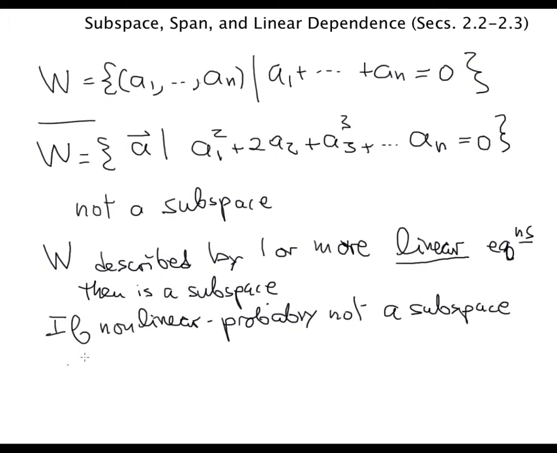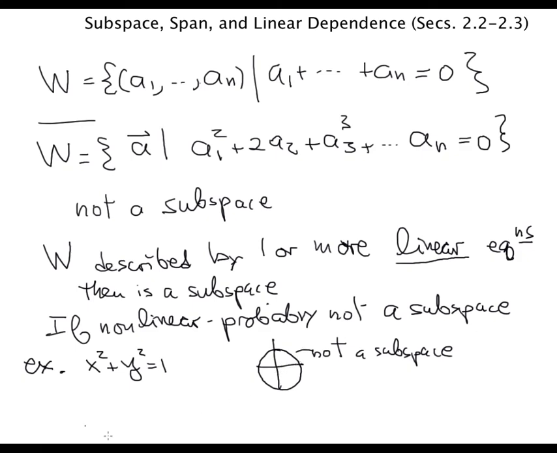So, as an example of the latter, if I took x squared plus y squared equals 1, the set of vectors (x, y) such that this holds, that's of course the circle, and this is certainly not a subspace. It's not straight, it's not flat. If you multiply any vector by 2, it takes it out of the set, for example. So this is certainly not a subspace.